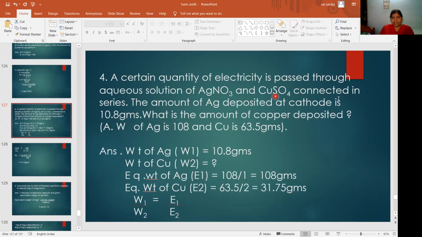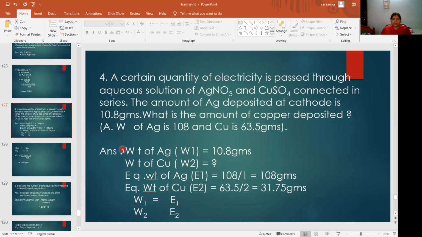Connected in series means this problem is based on the second law. Here we took two different electrolytic solutions. Onto these electrolytic solutions, some quantity of electricity is passed. So when some quantity of electricity is passed, how much silver is deposited at cathode? 10.8 grams of silver is deposited. And he is asking to calculate the amount of copper deposited. He has given the atomic weight of silver as 108 and copper as 63.5.